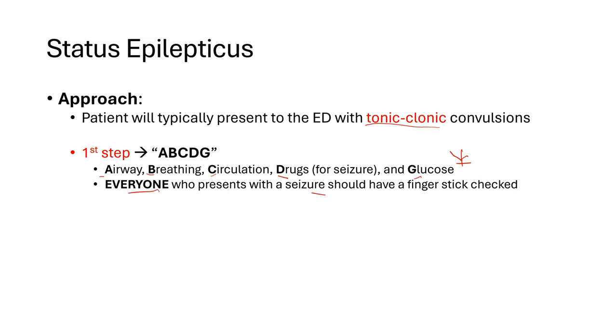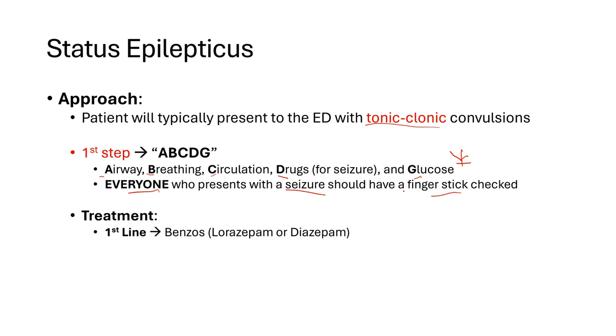Everyone who presents with a seizure should have a finger stick checked. If they are hypoglycemic, especially severely hypoglycemic, this can mimic SE and can cause prolonged altered consciousness, jerking movements, unresponsiveness. We always check a finger stick glucose first, and if they're hypoglycemic, we will treat them by raising their blood sugar. We do this before any other medications are given. Now, treatment is stepwise.